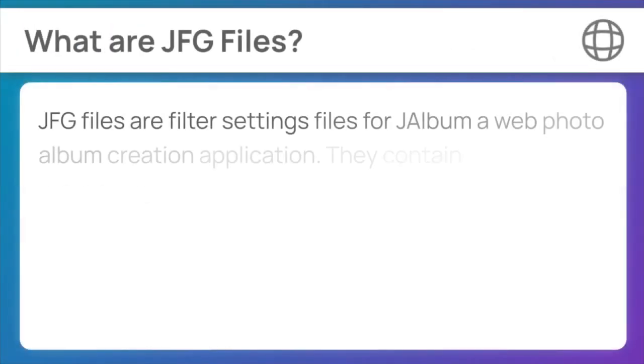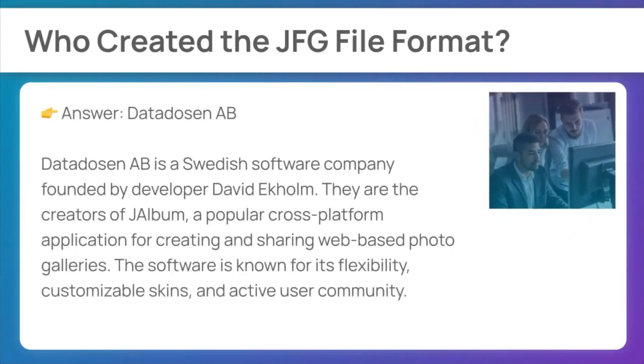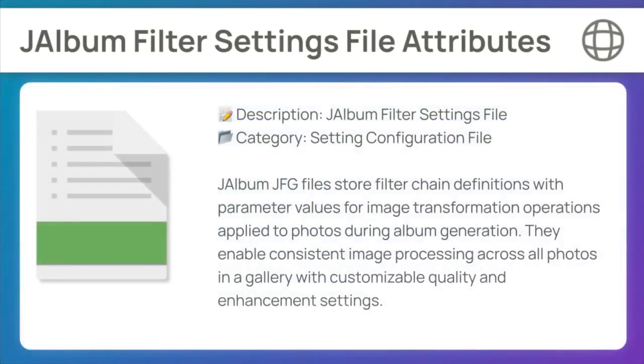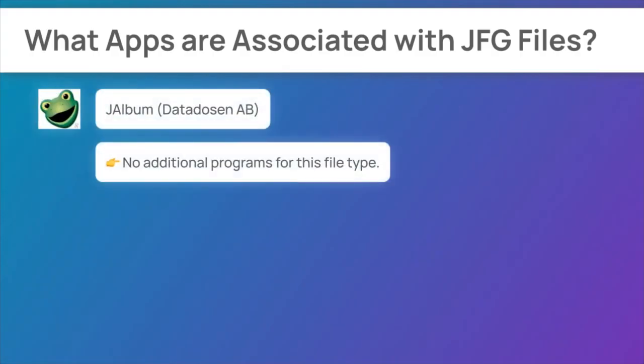JFG files are filter settings files for JAlbum, a web photo album creation application. They contain image processing filter configurations, including resize parameters, sharpening settings, watermark definitions, and color adjustment values applied during gallery generation. JAlbum JFG files store filter chain definitions with parameter values for image transformation operations that apply to photos during album generation. They enable consistent image processing across all photos in a gallery, with customizable quality and enhancement settings. Datadose in AB maintains the integrity of the JFG specification through JAlbum.